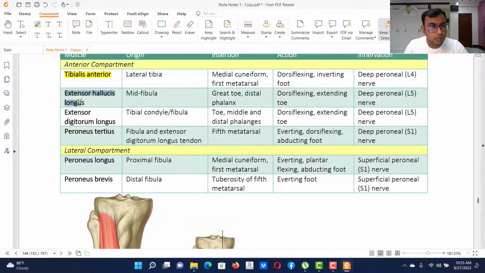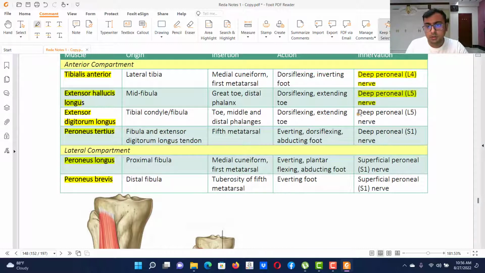Tibialis anterior, extensor hallucis longus, extensor digitorum longus. It supplies the digits, and extensor hallucis longus gives strength to the great toe, and the peroneus tertius. The lateral compartment has two muscles, peroneus longus and peroneus brevis. All the anterior muscles are supplied by the deep peroneal nerve.